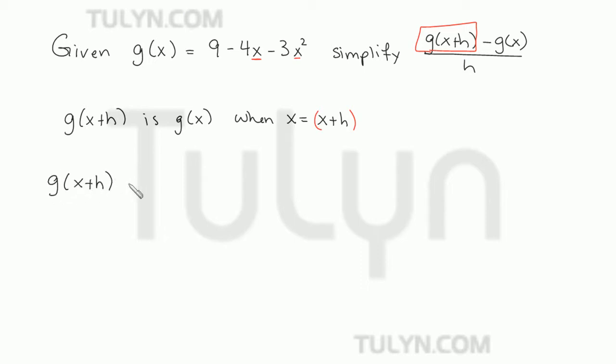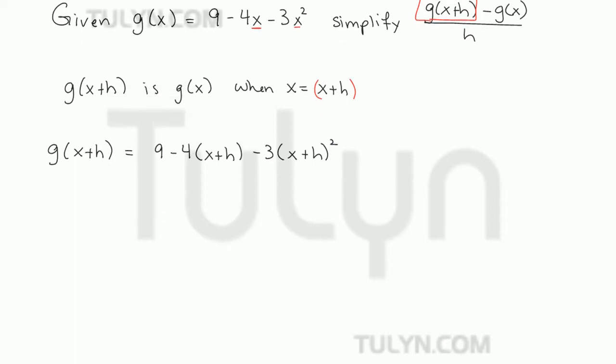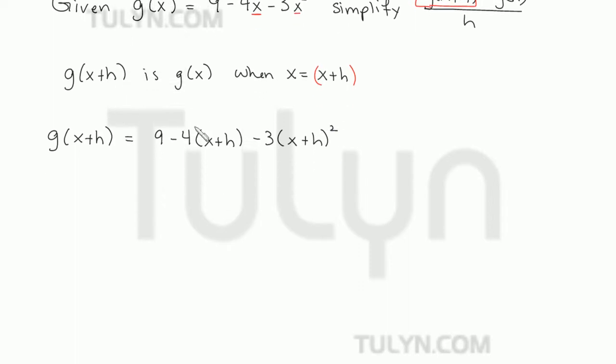So g of x plus h is going to be 9 minus 4 times x plus h minus 3 times x plus h squared. Okay, so now let's simplify. The first thing I want to do is distribute this negative 4 into the sum. So we have 9 minus 4x minus 4h, then minus 3 times x plus h squared, which we can work out on the side here.